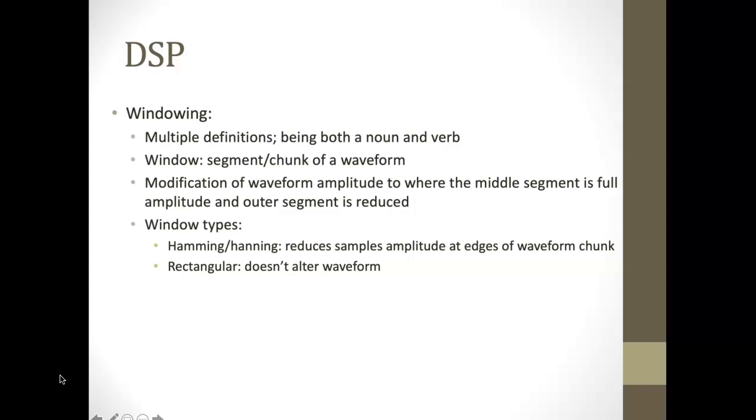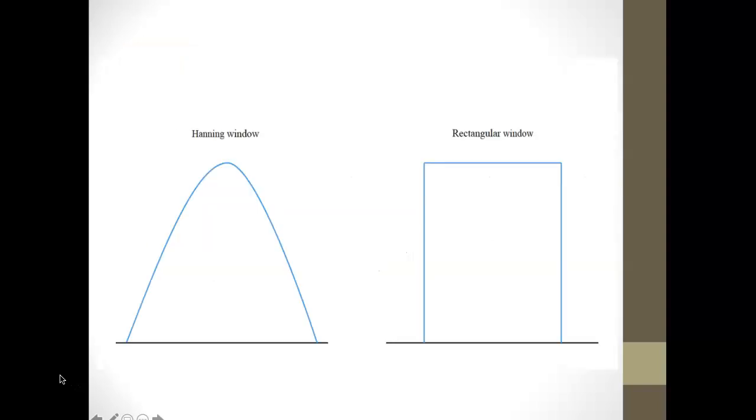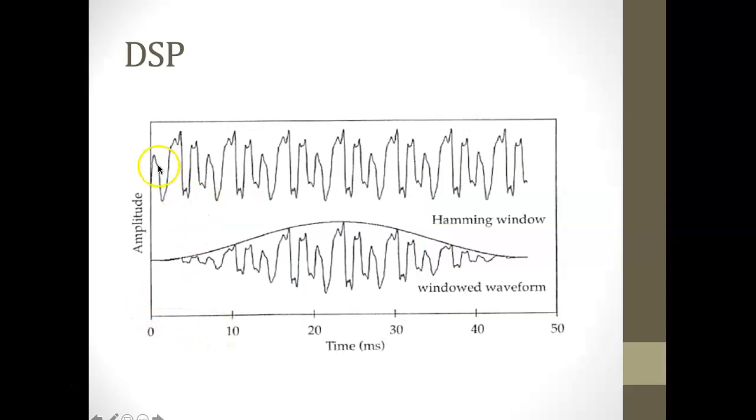Most often we use the Hamming or Hanning window because it's very similar to how the auditory system processes information. So there's an example of a Hanning window and a rectangular window. Here's a visual showing you an unwindowed signal, and then when you apply a window to it, it looks like that. In this case, it's a Hamming window that's a little broader, a little longer.